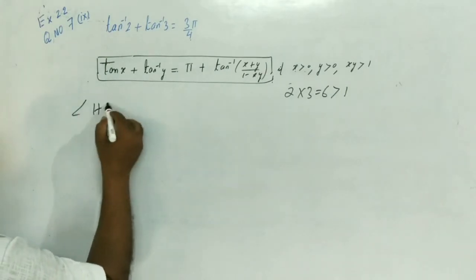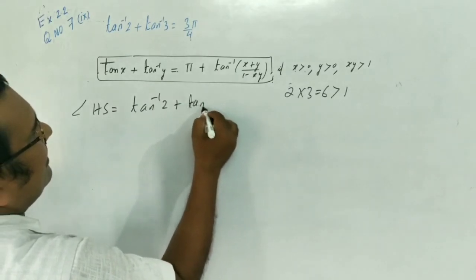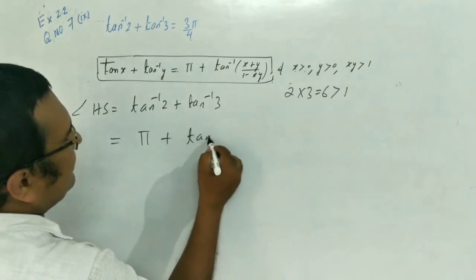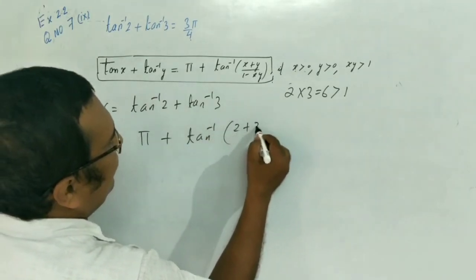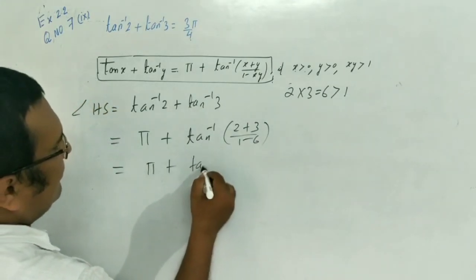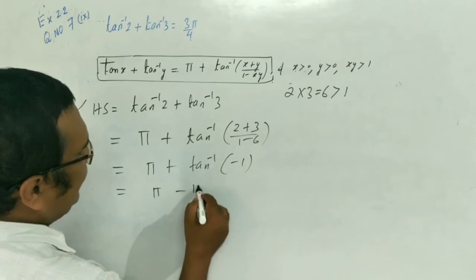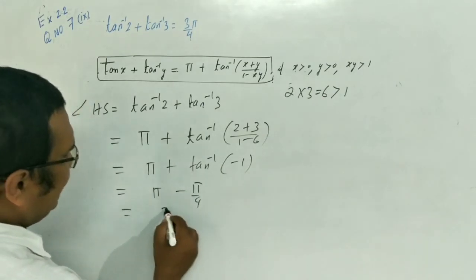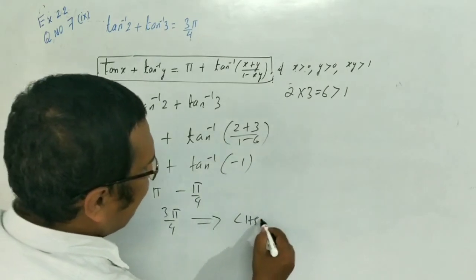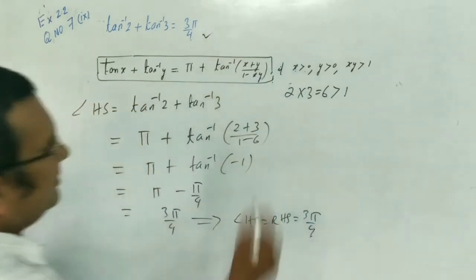So LHS is tan inverse 2 plus tan inverse 3, and this is equal to pi plus tan inverse of 2 plus 3 over 1 minus 6. Principal value you have learned how to find. So this is minus pi by 4. This is 3 pi by 4, and therefore LHS is equal to RHS is equal to 3 pi by 4.